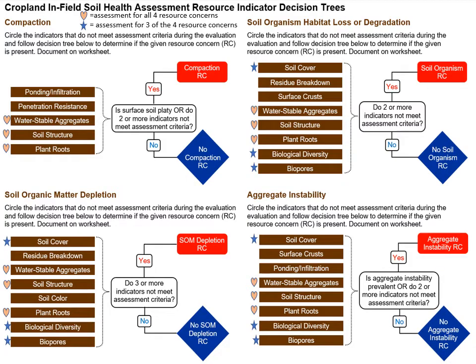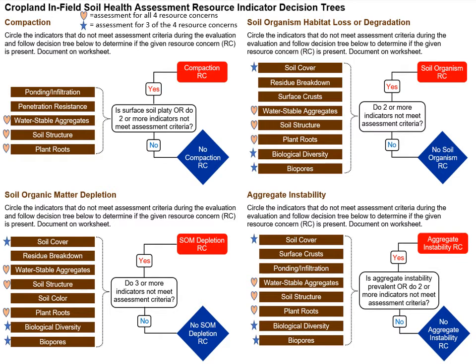So lastly, we want to go back and take a look at this in-field soil health assessment decision tree. I took a little bit of time to put some handy icons next to the assessments here. The first icon I want to point out is this little heart with the blue outline. You'll notice that I marked 3 assessments: water stable aggregates, soil structure, and plant roots. I marked those because those assessments are applicable to all 4 of our soil health resource concerns.